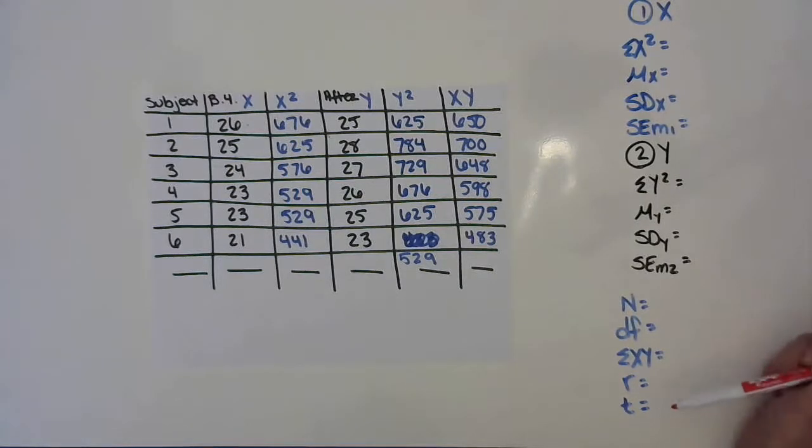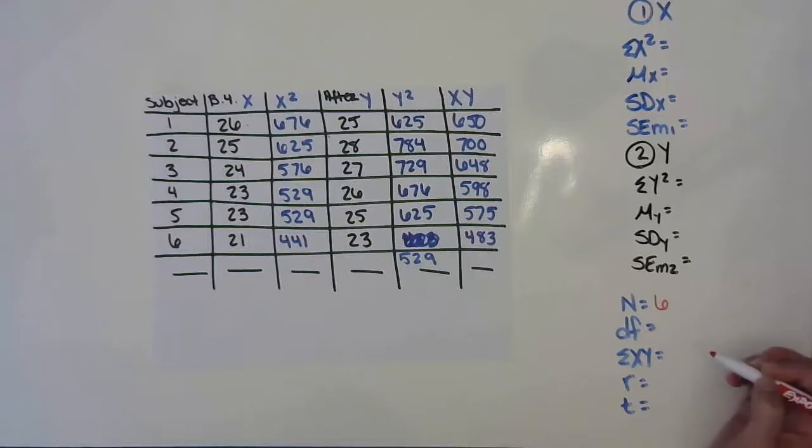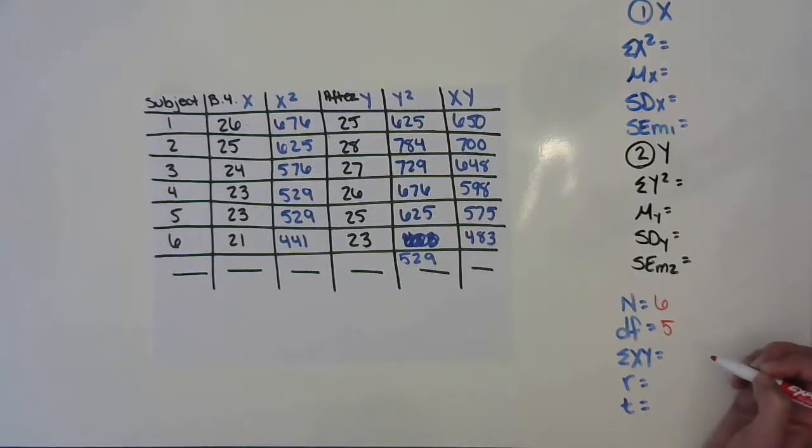and a T value. So let's go ahead and see what we can decipher from the information that we have here at hand. So we can go ahead and get our N value. We have 6 participants in our study, so the N value is 6. Degrees of freedom for paired T is N minus 1. So if we take 6 and subtract 1 from that, that is going to give us 5.